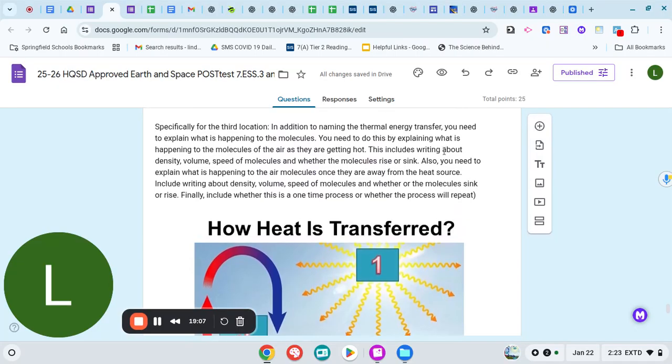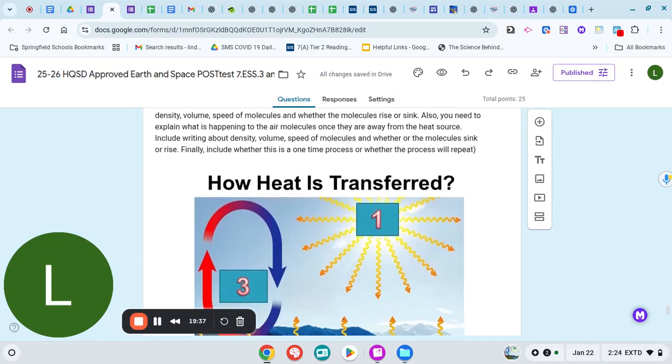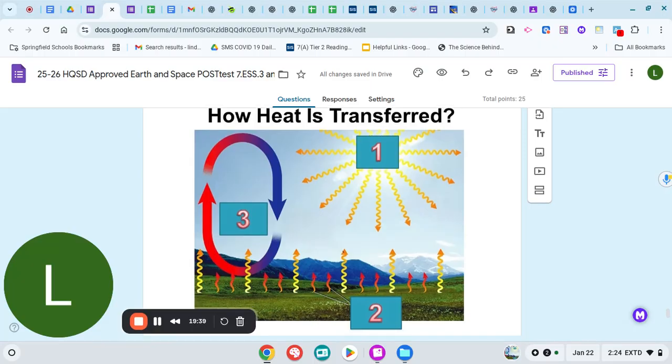You need to write about the density, the volume, the speed of those air molecules, and whether those air molecules rise or sink. After that, you need to explain what is happening to the air molecules once they are away from the heat source. When you do that, you have to include writing about the density, the volume, the speed of the molecules, and whether the air molecules sink or rise when they are away from the heat source. Finally, you will include whether this is a one-time process or whether the process will repeat.